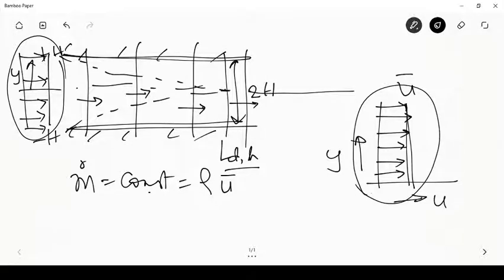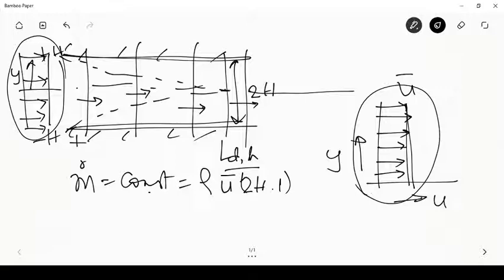So the area of cross section, let me say if I have unit depth in the direction perpendicular to the plane of the board, then the area would actually be 2h times 1. Okay, so this is the mass flow rate that remains constant throughout. So at the inlet this is the mass flow rate, and so that will be the mass flow rate at every location.